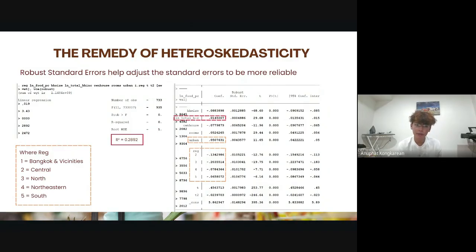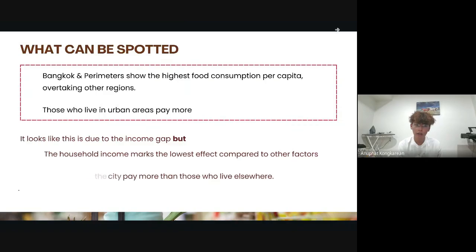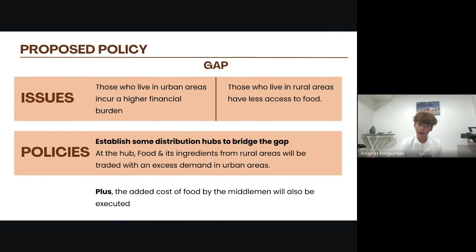You can notice that Bangkok pays more than other regions, and those who live in urban areas also incur a higher burden compared to those who live elsewhere. So this is the summary of what you can spot. It seems like this is due to the income gap, right? But in reality, it isn't, because you notice that household income has the lowest effect compared to other factors. Basically, the coefficient is lower than the others, so it has less impact.